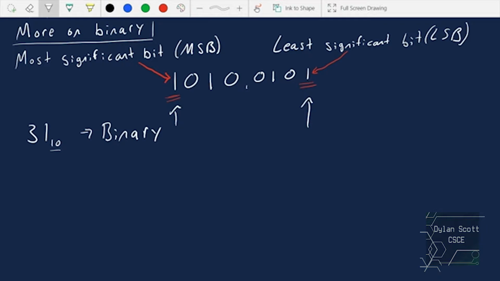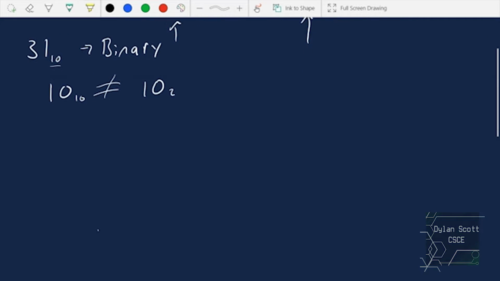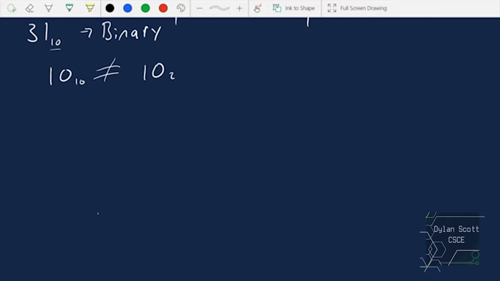A quick side note, I suppose: say you have the number 10 in decimal and the number 10 in binary. They're not equal, but just looking at it this way, it would be kind of confusing. It's a bit ambiguous. So we put the little subscripts down there just so we know what number system we are working in. So to convert 31 to binary, the method goes like this.